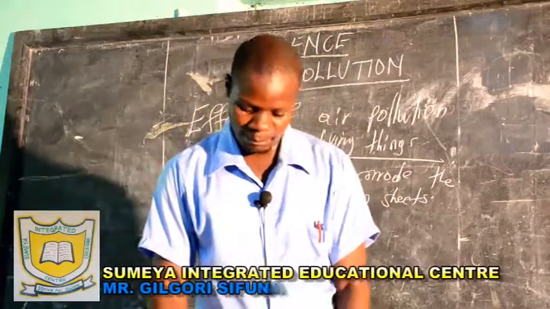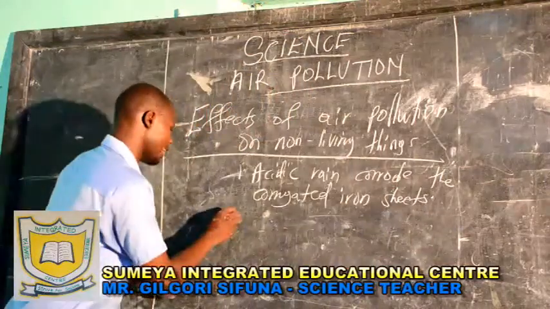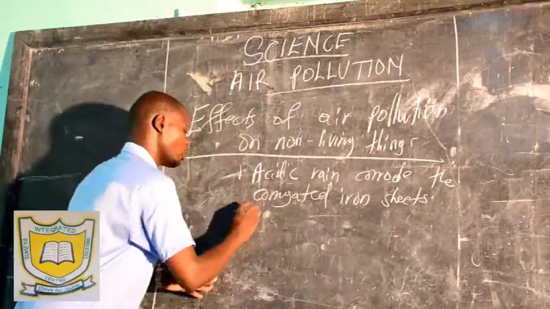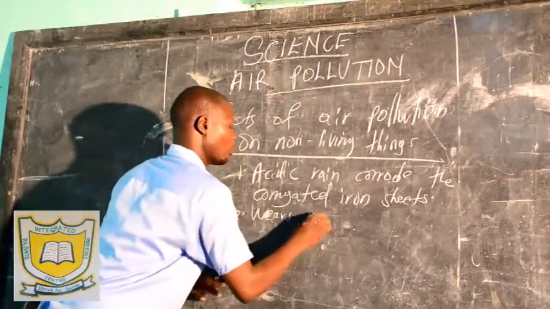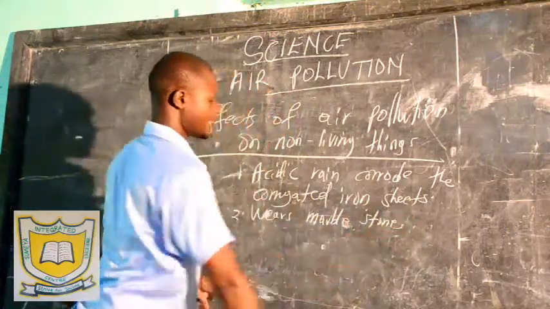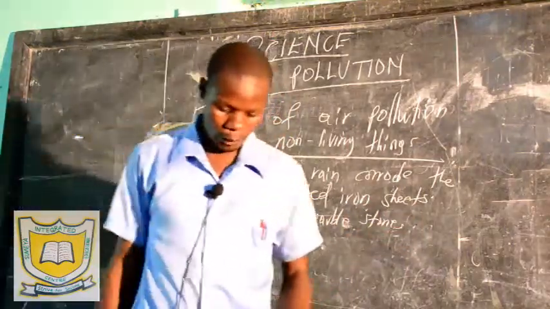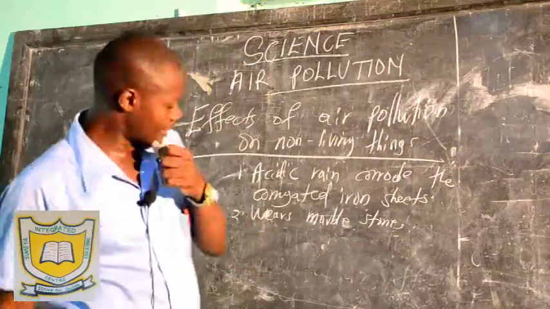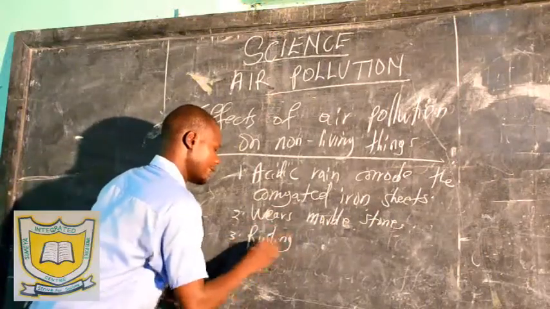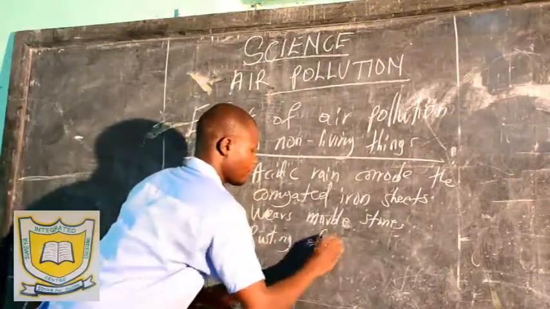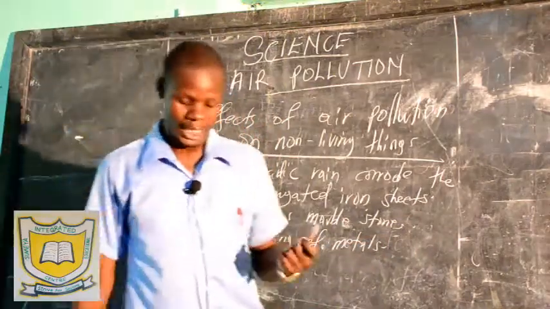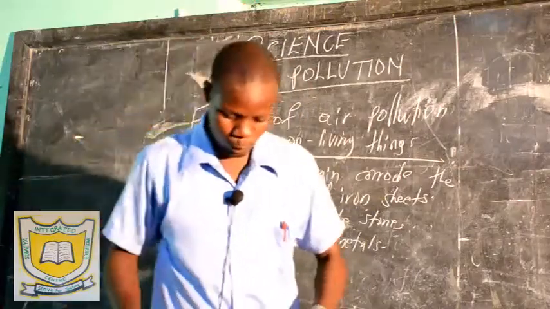And then it wears marble stones. It also wears stones known as marble. Acidic rain also wears marble stones. We also have makes metal rust faster, rusting of metals. Many materials are made of metals that rust faster when they come in close contact with acid rain.